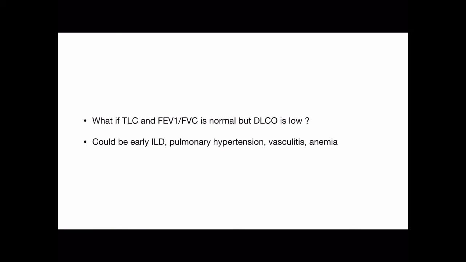There are some cases where the total lung capacity and FEV1 over FVC ratio are normal, but the DLCO is low. In that case, you should be thinking of early interstitial lung disease, pulmonary hypertension, vasculitis, and anemia. What if the PFT is normal, but the DLCO is high? Then in that case, you can consider asthma or polycythemia.